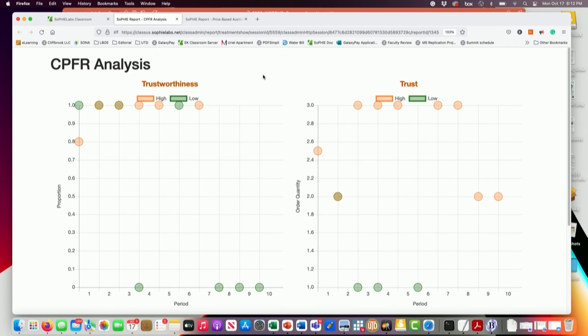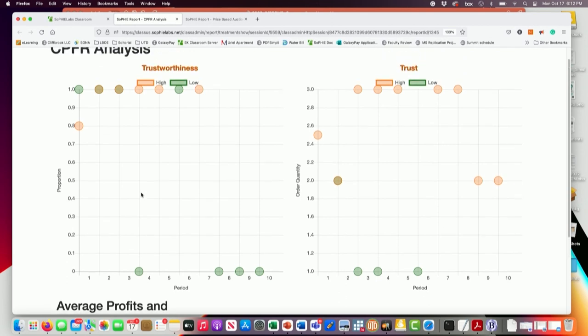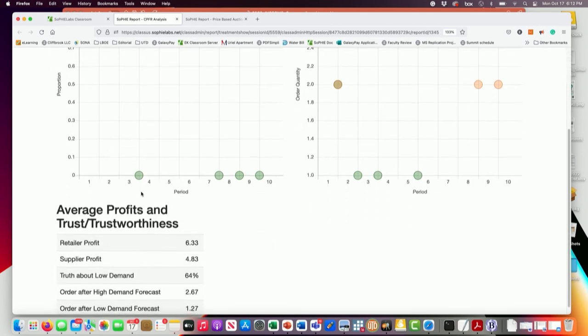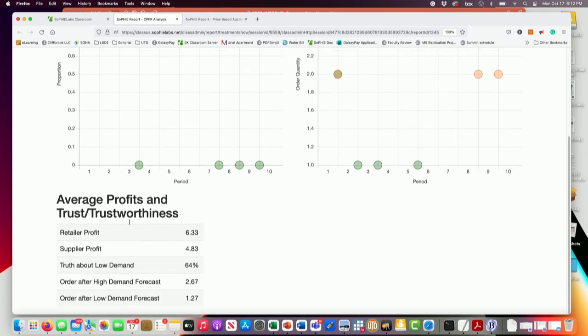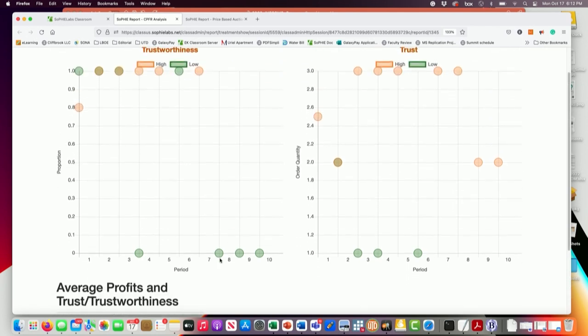So this is the trustworthiness chart, right? This is the proportion of people who truthfully revealed low demand. So truth about low demand, right? 64%, so this is a good measure of trustworthiness. The reason it looks this way is that there are so many fewer people. This is showing what happened round by round.